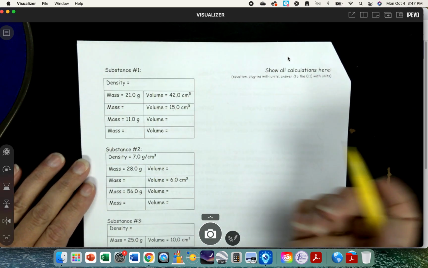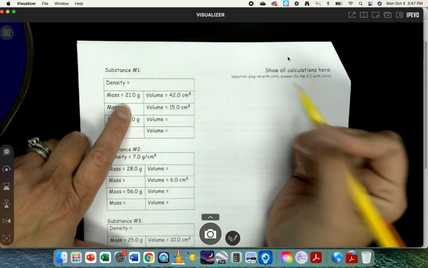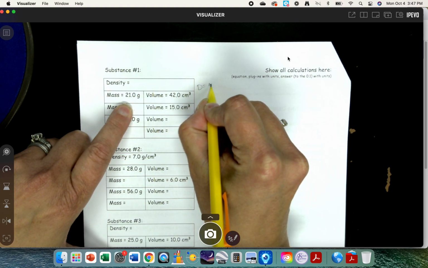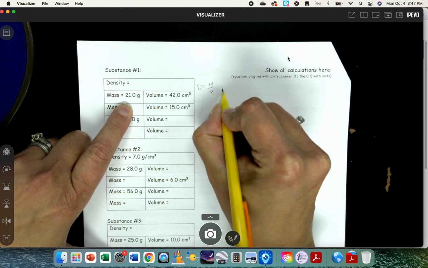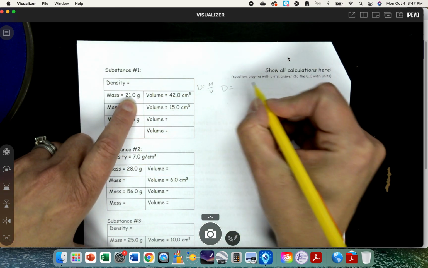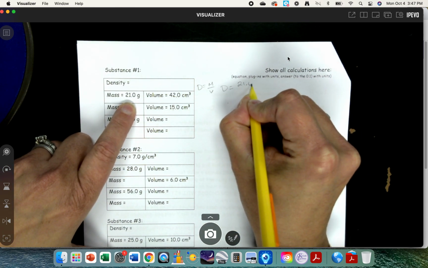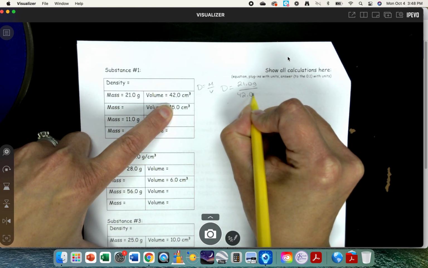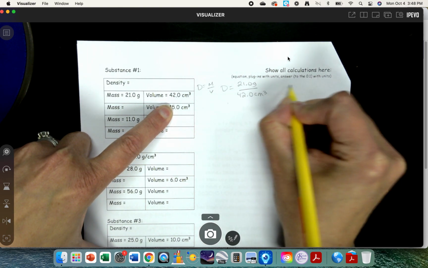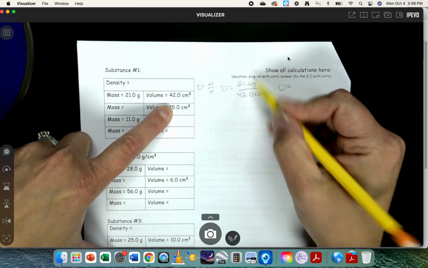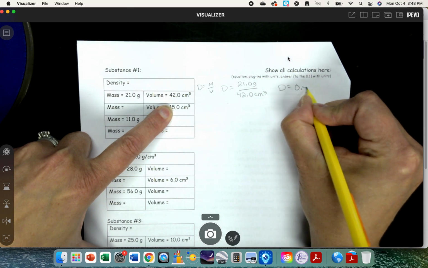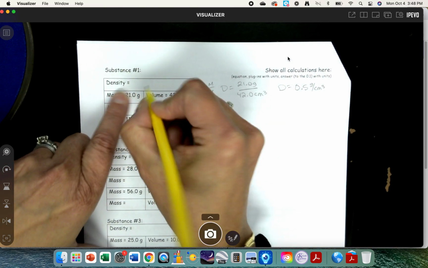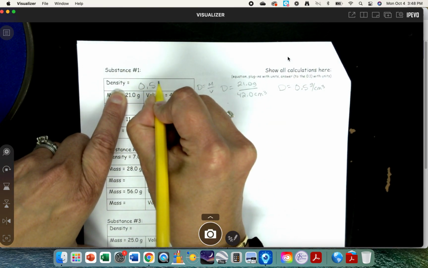Where we left off, we were going to get the density of substance number 1. So for this, we write our equation: density equals mass divided by volume. Then we plug in our numbers with units: 21.0 grams divided by 42.0 cubic centimeters. When you do the division, you might be able to do this in your head, you end up with 0.5 grams per cubic centimeter, which we're going to write right here.